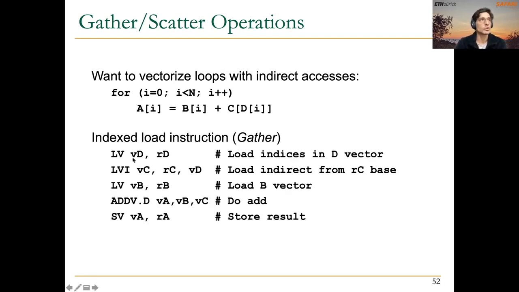We can write the vector code for this. As you see, first of all, we vector load the indices from the D vector, and then we have to do this load indirect where we calculate the address to access using this base register for array C and the vector register that contains the indices from array D. And this is called a gather operation because we are gathering elements from memory, and we are storing them in our vector registers. Actually, they will be stored in this vector C that we later use for the addition.